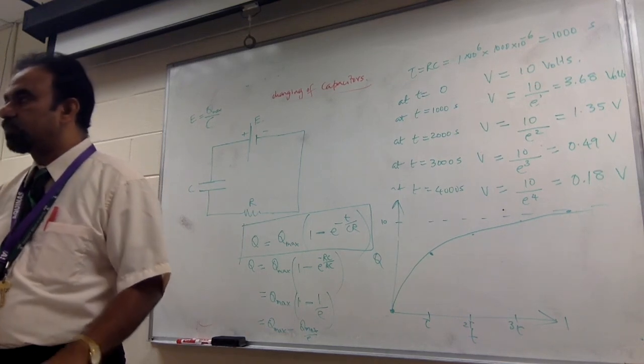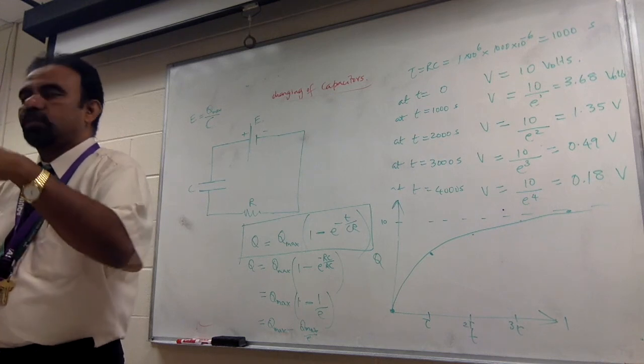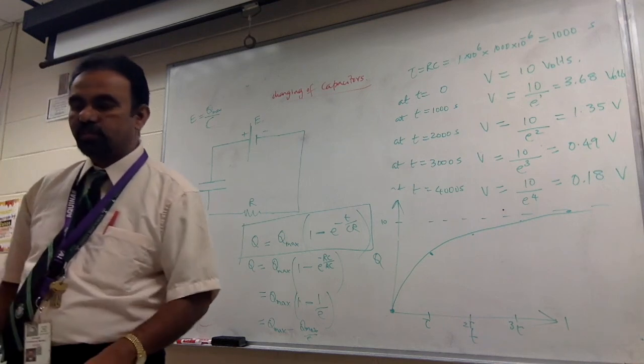I've seen other constants. R is a constant, which is in ohms. C is, both are constants. Resistance and capacitance both are constants.